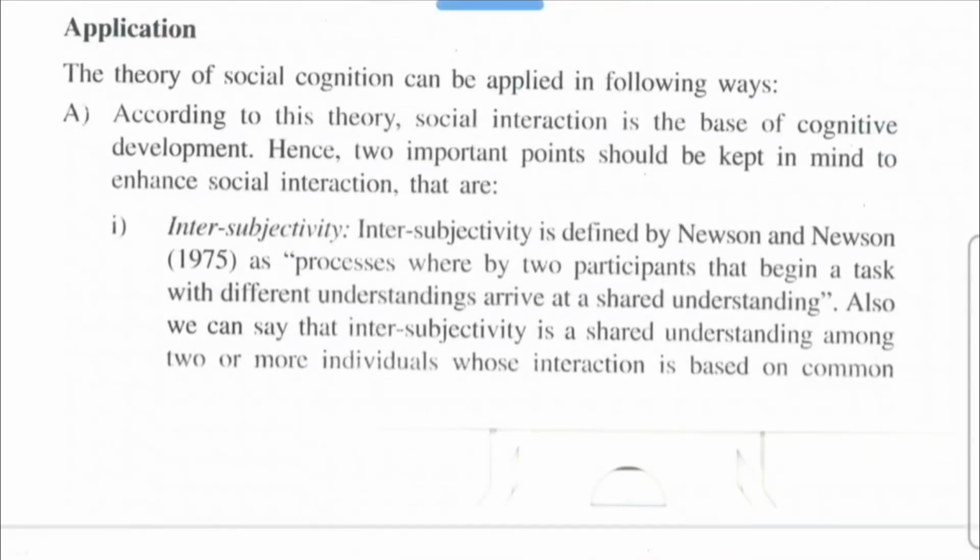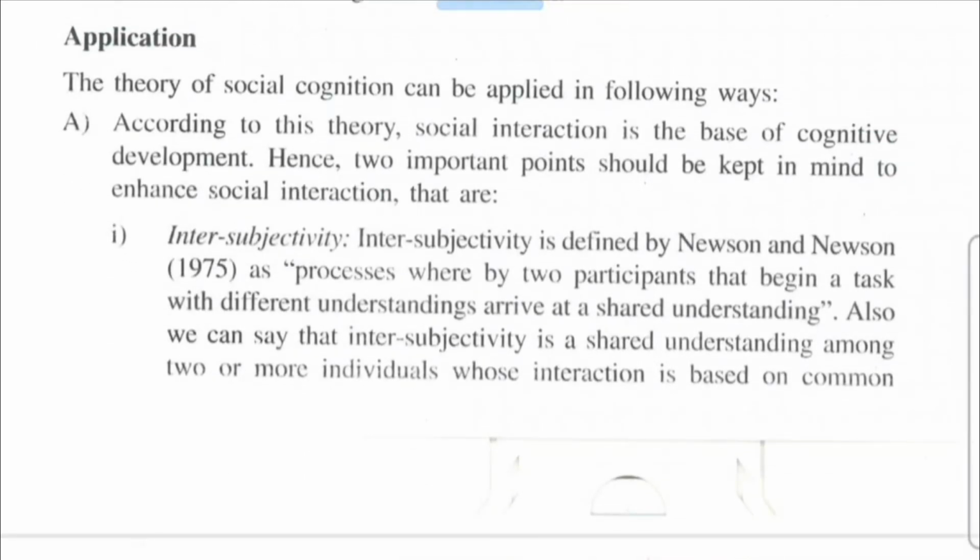Application. The theory of social cognition can be applied in the following ways. A. According to this theory, social interaction is the basis of cognitive development. Hence, two important points should be kept in mind to enhance social interaction. 1. Intersubjectivity. Intersubjectivity is defined by Newson in 1975 as the processes whereby two participants that begin a task with different understandings arrive at a shared understanding.